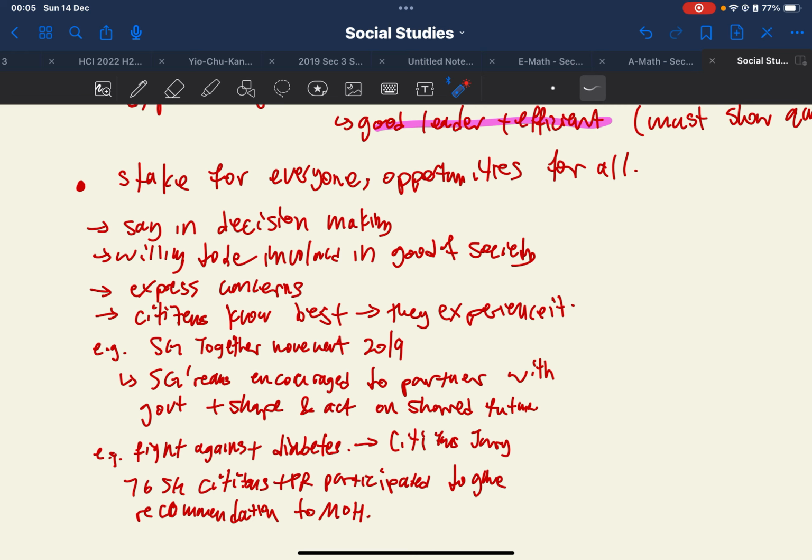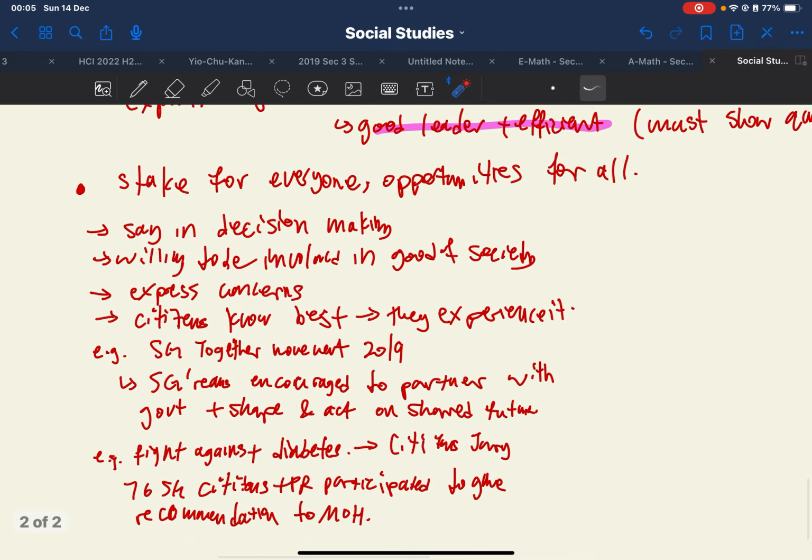Everybody as a stakeholder. Okay, so one example is the SG Together movement 2019. Singaporeans encouraged to partner with government and share and act on their shared future. Another example is Fight Against Diabetes, which is a citizens jury by Health Promotion Board. Okay, so 76 Singapore citizens and PR participate to give recommendations to MOH on how to improve the diabetes situation.